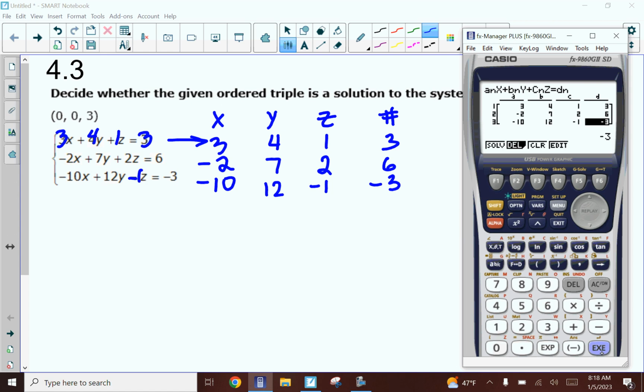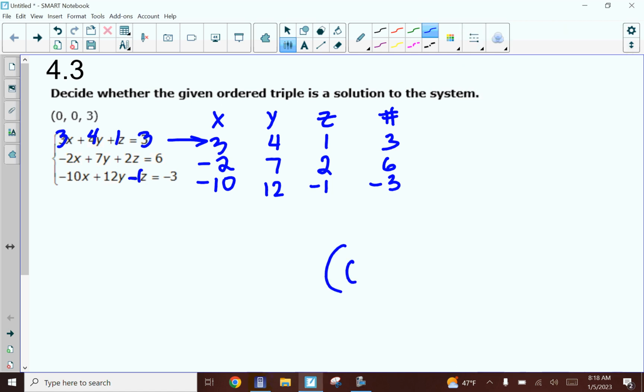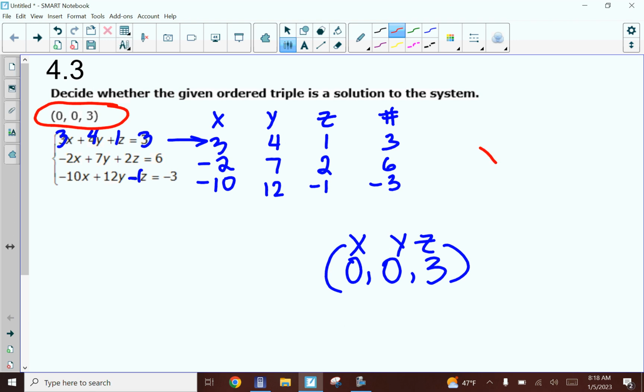So it's 3, 4, 1, 3, -2, 7, 2, 6, -10, 12, -1, -3. Because like I said, if you type in the wrong stuff, it's going to give you the wrong answer. So it says that the answer is 0, 0, 3. The answers are written like this because it's X, Y, and Z. Now the original question, which there's one of these on the test, says decide if the ordered triple is a solution. So the answer is yes. On the test, I believe it's going to say true or false, so the answer would be true.